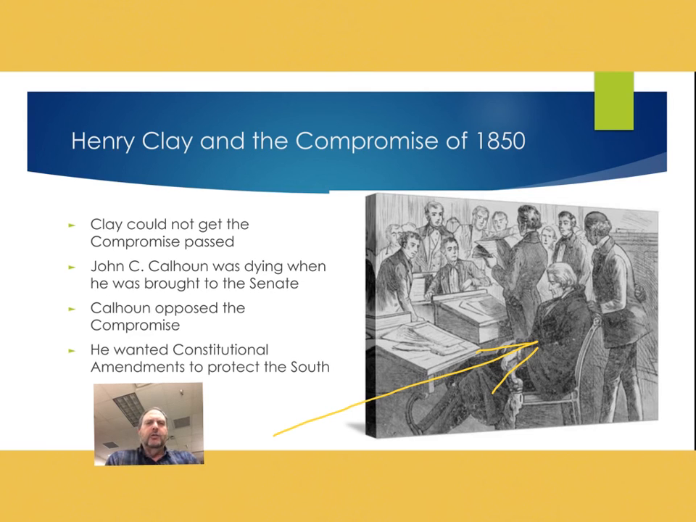So Calhoun was opposed to compromise of any kind. He thought, the United States, we need to have a bunch of constitutional amendments that are going to protect the South and some constitutional amendments that are going to guarantee that slavery can exist in this country forever. So his ideas were definitely in the minority, and they had absolutely no chance of passing.